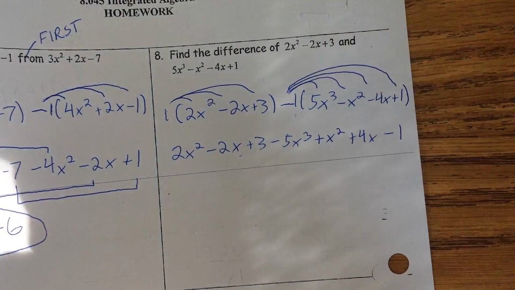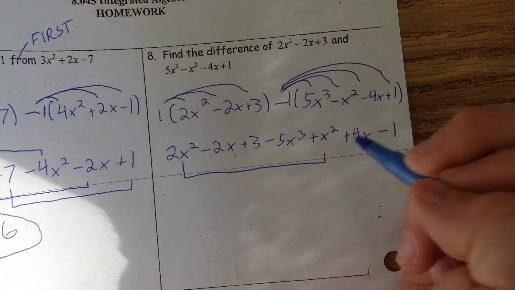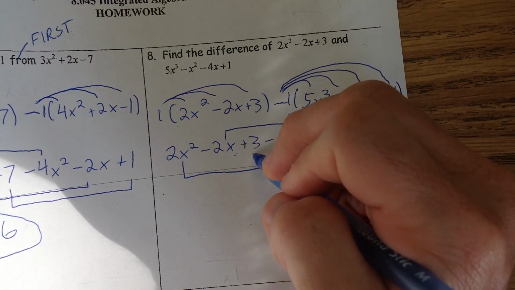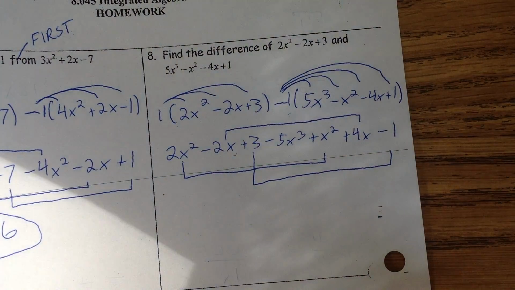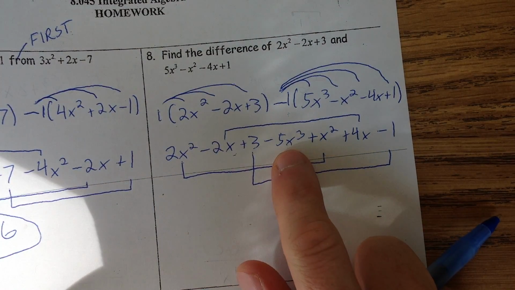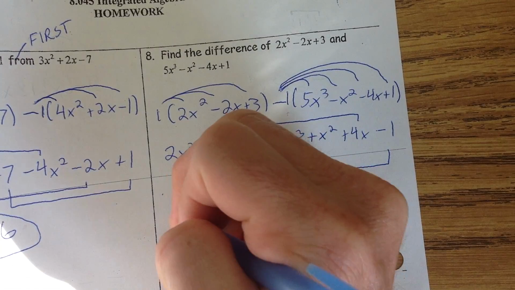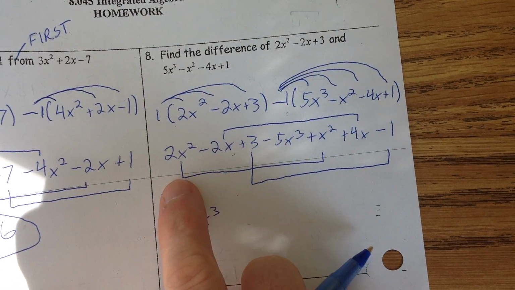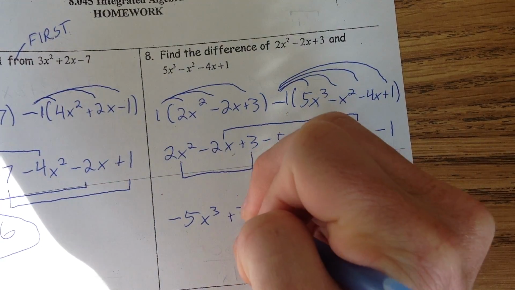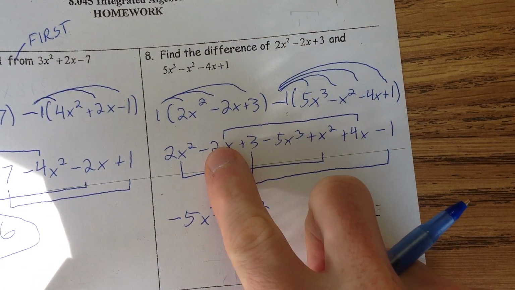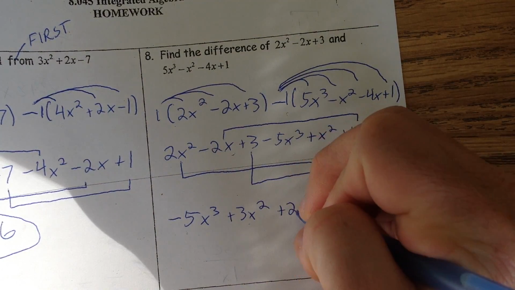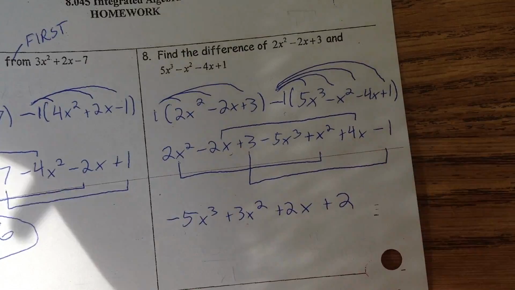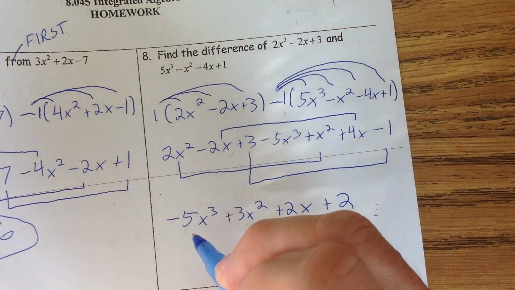Now we're going to combine our like terms. So we've got x squareds that we can combine, we have x's that we can combine, and we have just regular numbers that we can combine. Now the only one that doesn't have anything we can combine it with is this negative 5x cubed. So I'm just going to write that first, because usually we put the highest exponents first, and then I'm going to do my combining. 2 plus 1 is 3x squared. Negative 2 plus 4 is going to be a positive 2x. And then 3 minus 1 is also going to be a positive 2. So that would be our final answer for this one.